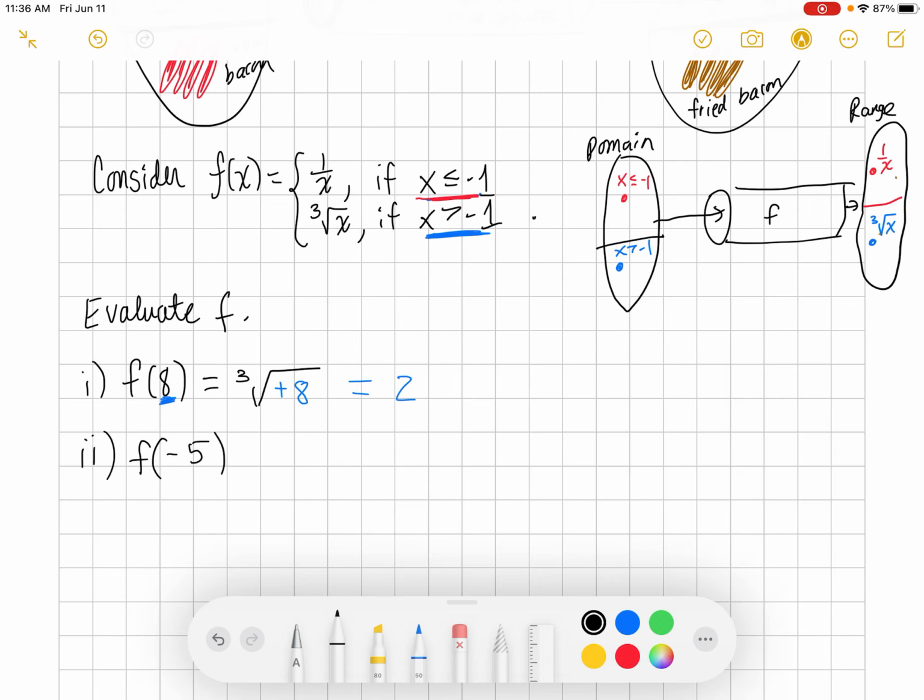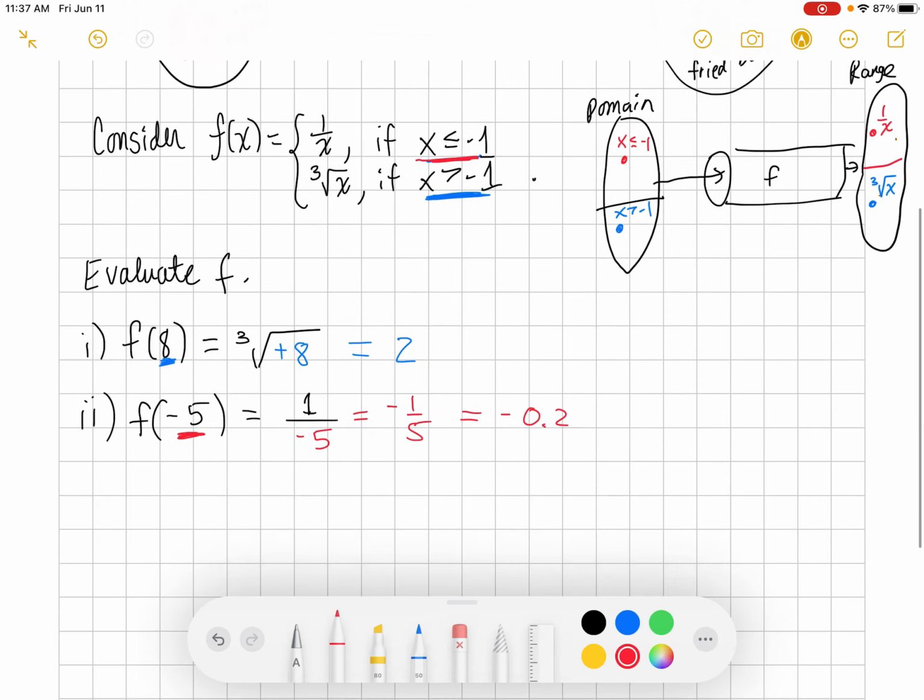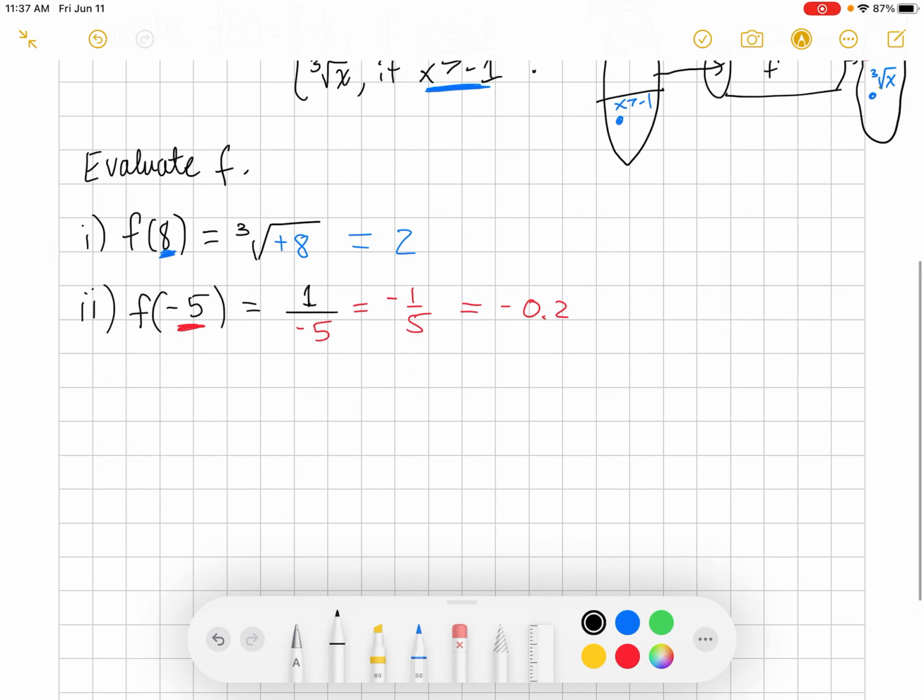Okay, let's say I wanted to find number 2. F of minus 5. So I have to determine if my input, my x value, minus 5, is it greater than negative 1, or is it less than or equal to negative 1? It's definitely less than or equal to negative 1, right? It's strictly less than negative 1. So it's going to be a red value. So I'm going to plug that into my red piece here, 1 over x. So I'm going to write here 1 over, and instead of x, I'm going to put minus 5. The question is, what is 1 over minus 5? Well, it's just negative 1/5. Or if you wanted to, you could write minus 0.2 as a decimal. It doesn't matter. You can write a fraction or a decimal.